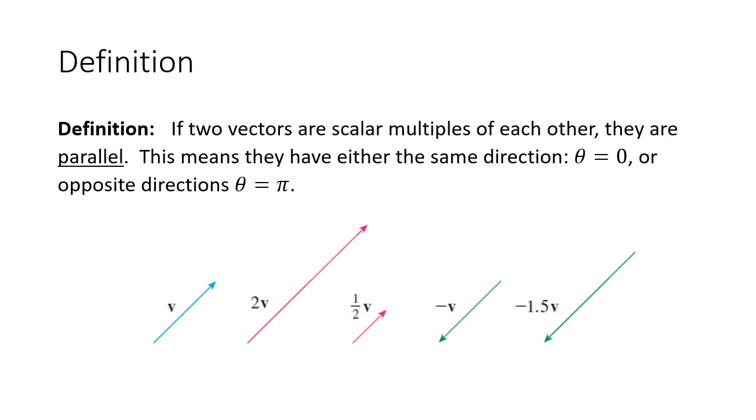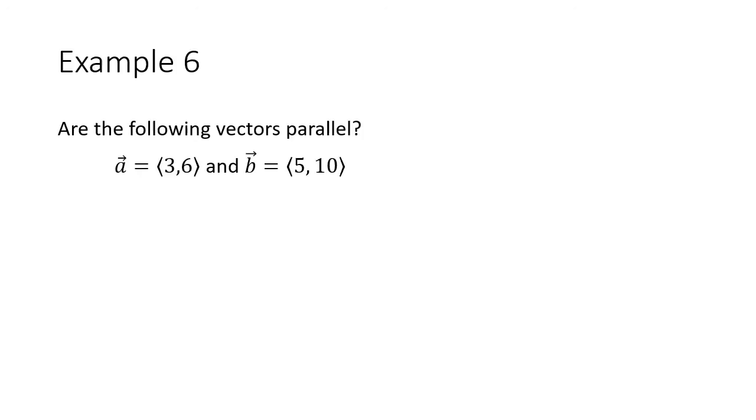So that means that if two vectors are scalar multiples of each other, they're going to be parallel. Parallel vectors means that they either have the same direction, meaning theta is 0, or the opposite direction, theta equals pi. So those vectors that we looked at earlier, all that scalar multiplication, each one of these vectors are parallel. They're all parallel to each other because they either face the same direction or the opposite direction.